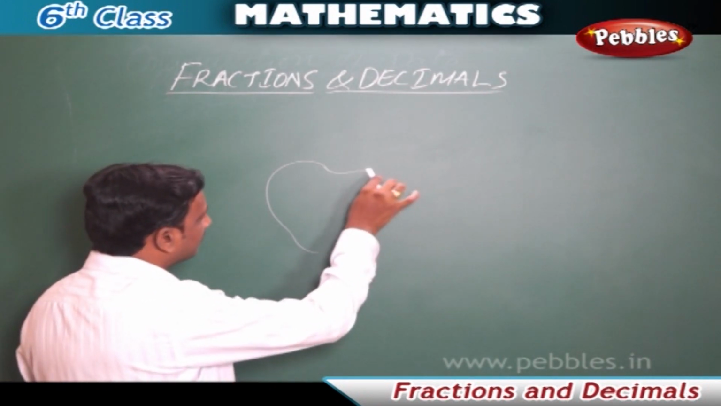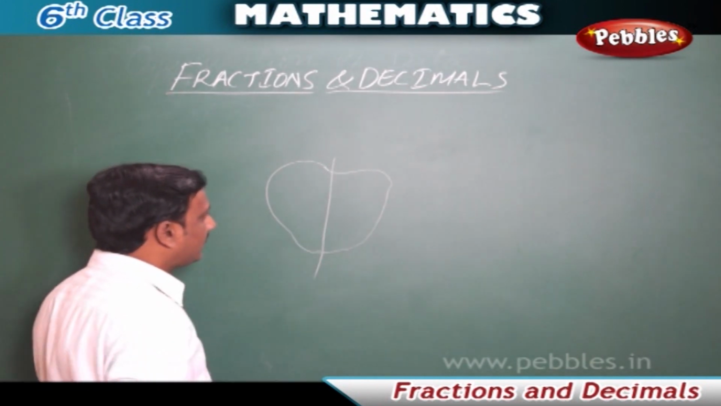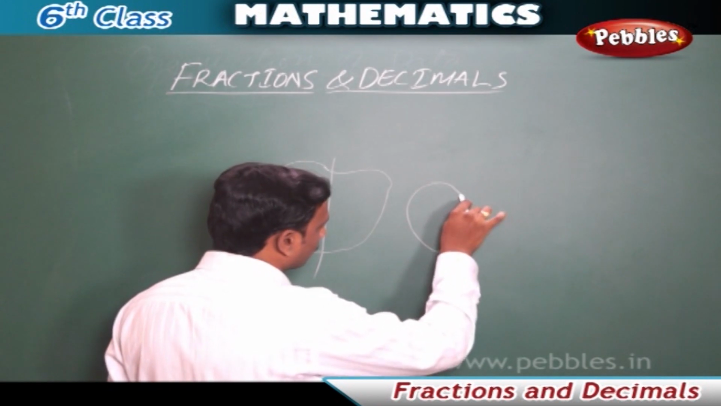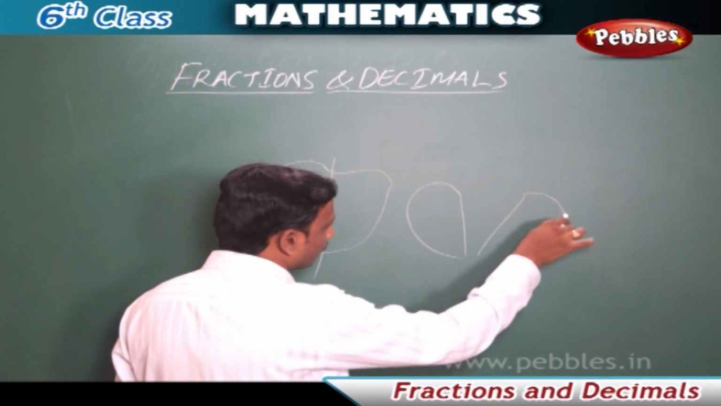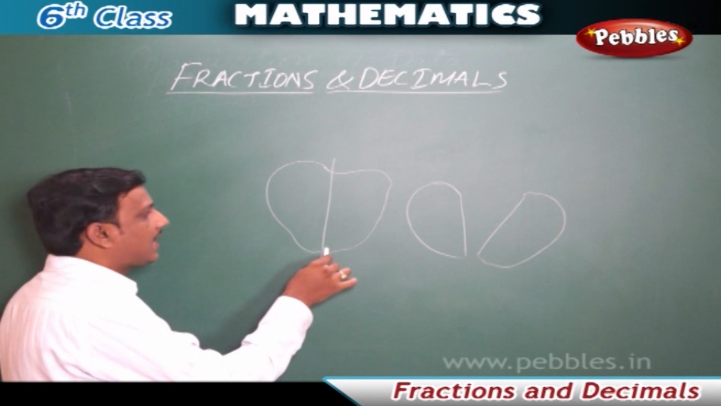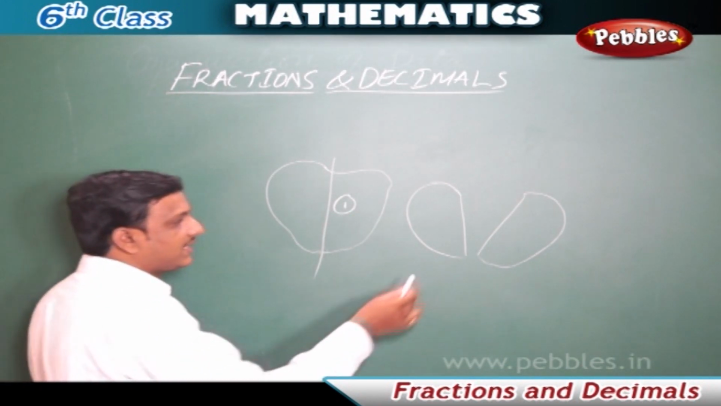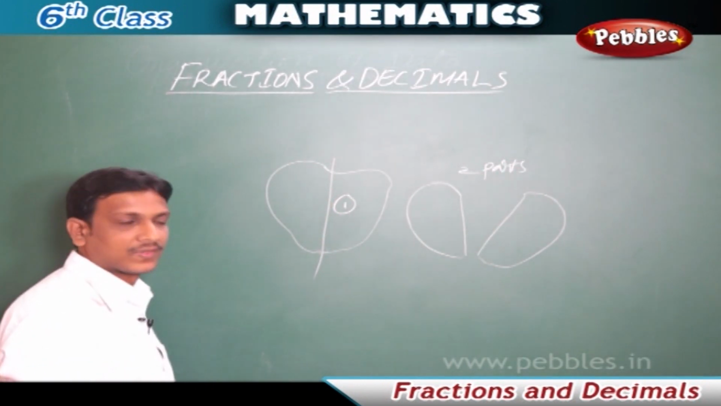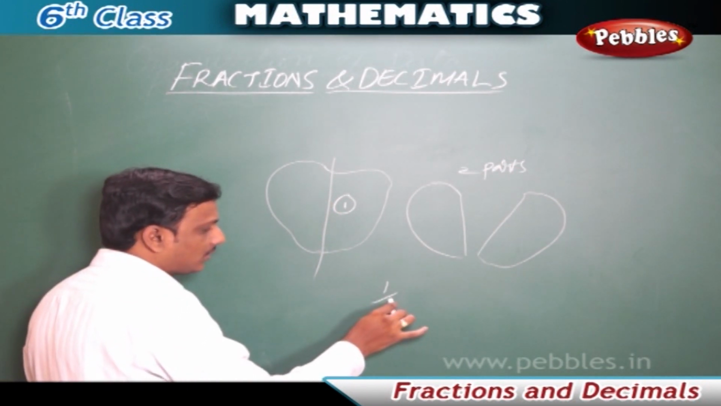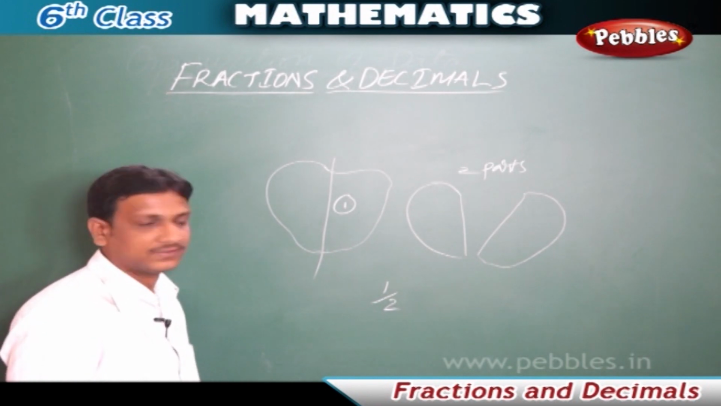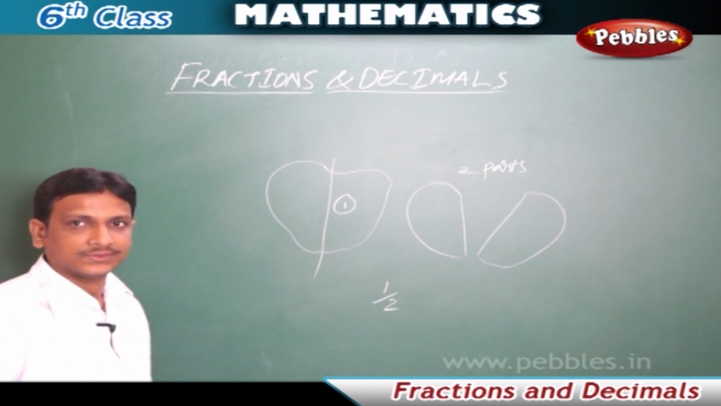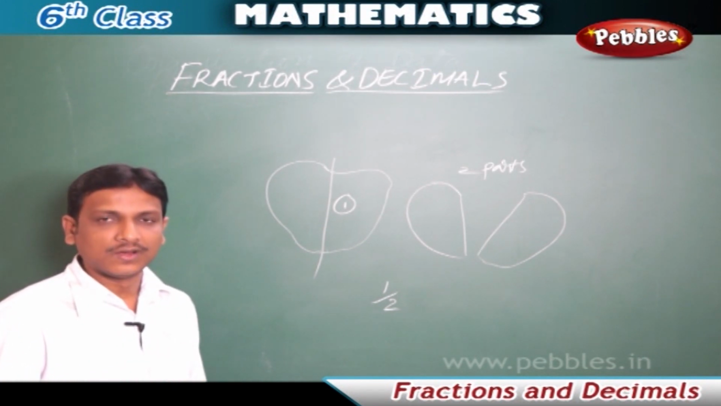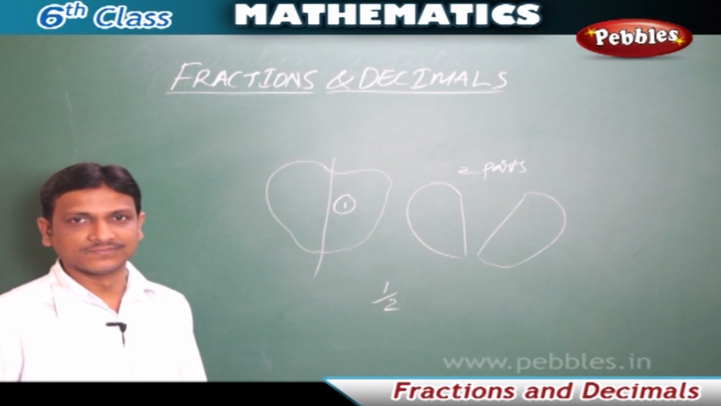Say, for example, here is an apple. If this apple is cut into two parts, we say this one apple is made into two parts. Now each part is called 1/2, a half. So this is a fraction. So what is a fraction? A fraction is a part of a whole or a group. That is called a fraction.